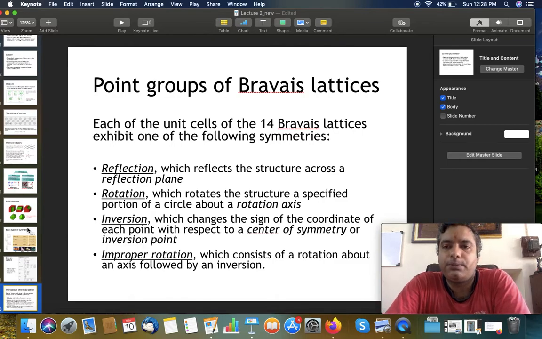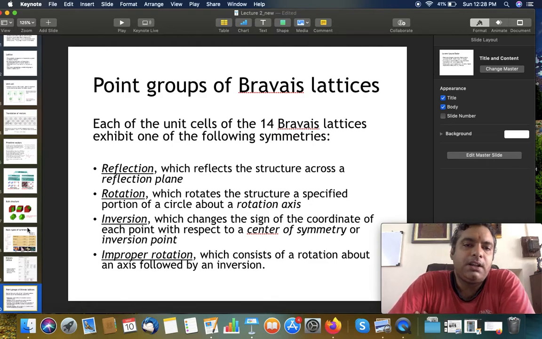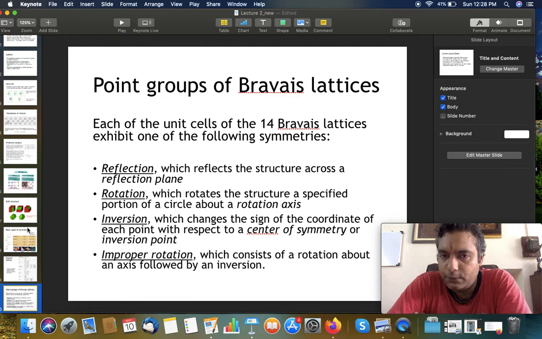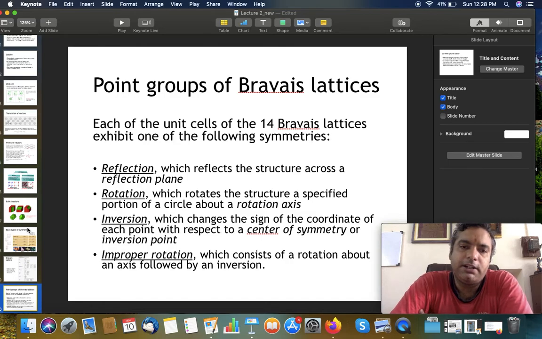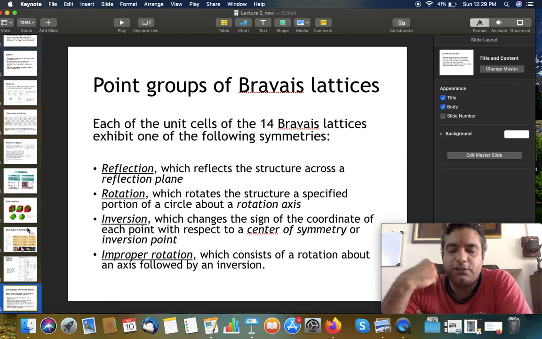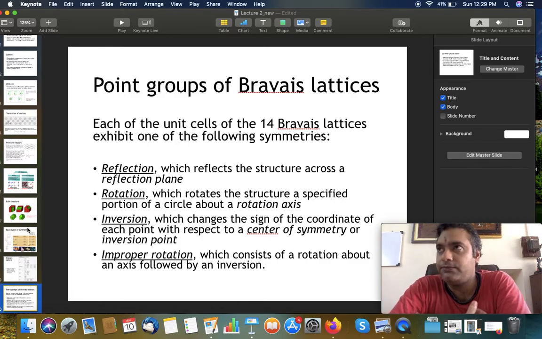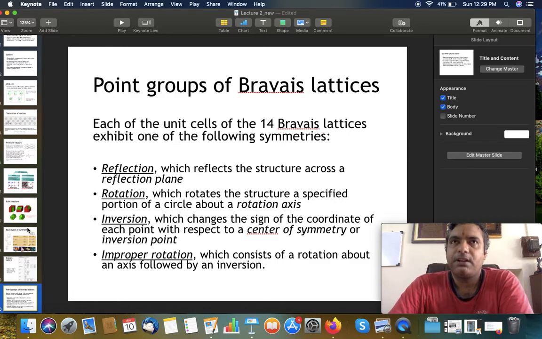How do we identify a Bravais lattice? There are four very important parameters. Each of these unit cells of the 14 Bravais lattices should exhibit one of these following symmetries. Either it should have a reflection symmetry, which means the reflection of a structure across a plane. If we keep it in front of a mirror, the reflection should make some sense, where you will be able to take notes and measure the direction and the length of the vector by using these parameters you obtain from reflection.